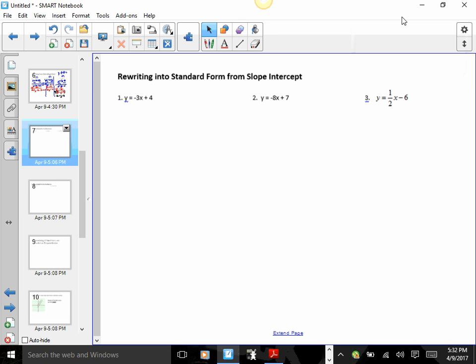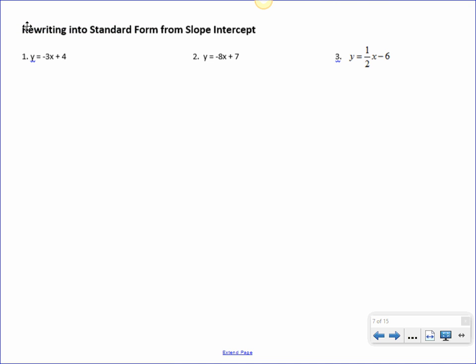Okay, the first thing we're going to look at today is the bell work that you should have worked on, which was on things we were working on yesterday, rewriting into standard form. So hopefully this was making sense to you today. If we look at number 1 and we are wondering how we can get that in standard form, that means our x's and y's have to be on the same side.